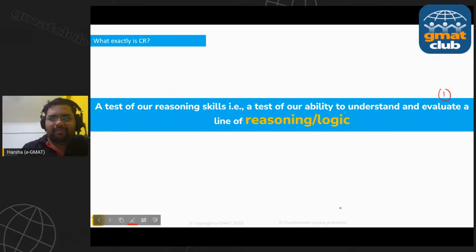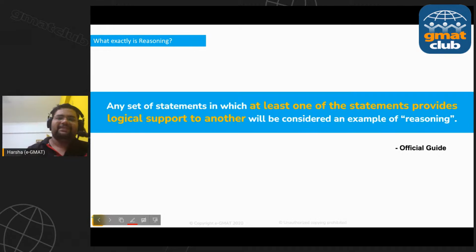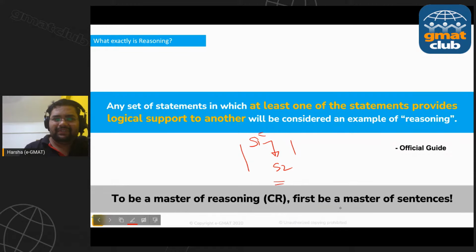Now, the core point here is, to understand CR, you need to understand reasoning. But what exactly is reasoning? Thankfully, we have the answer. The official guide actually gives us this definition. Any set of statements in which at least one of the statements, let's say S1, provides logical support to another, let's say S2, is an example of reasoning. And those of you who have already done a little bit of CR know that this is true. So if you really think about it, if you want to master critical reasoning, you need to master reasoning. If you want to become a master of reasoning, first master statements. It starts with being a master of statements or sentences.